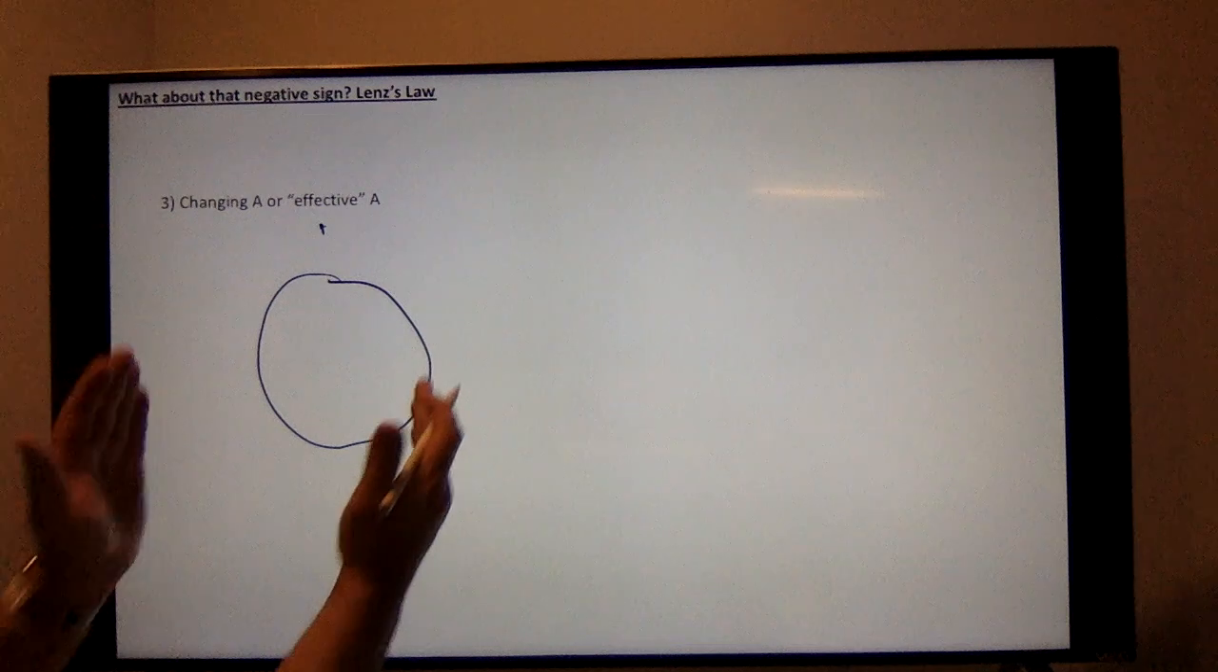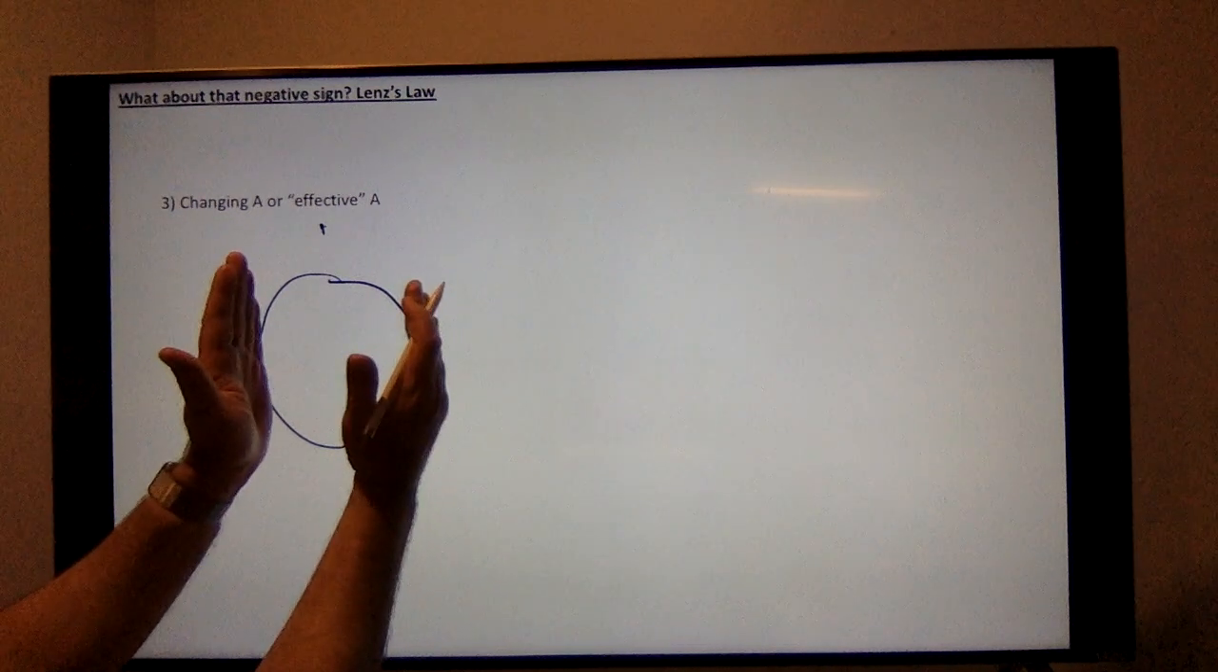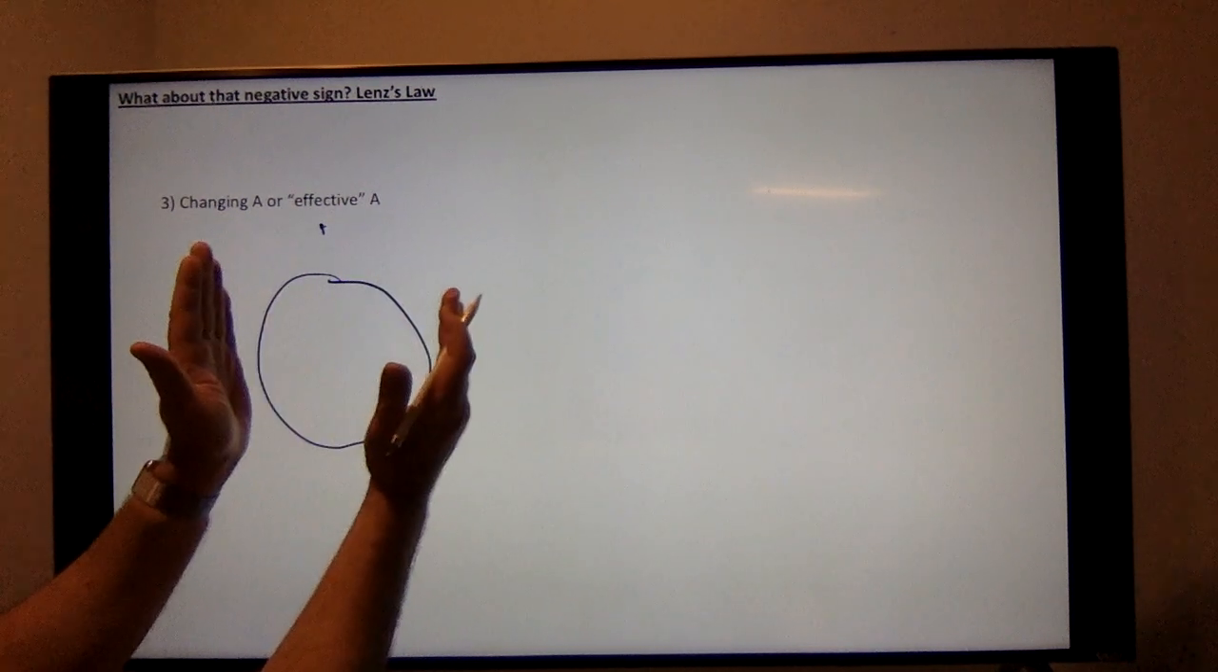And then finally, you could just do something like change the area. So for instance, maybe we just have some sort of magical thing. I don't know how to do this. Let's say we have a loop that's like this. And then we just take the loop and, I don't know, just smush this way. Just squeeze it in from the side so that there's less area for the magnetic field to pass through.